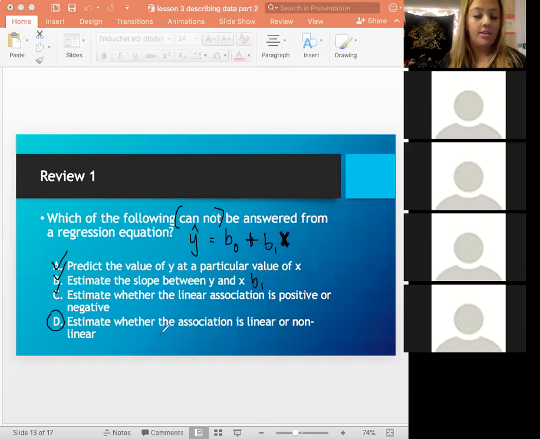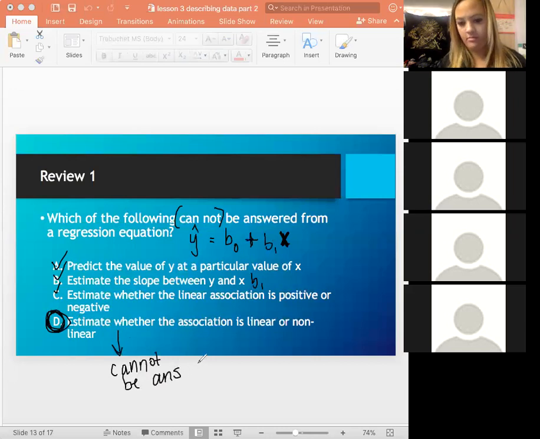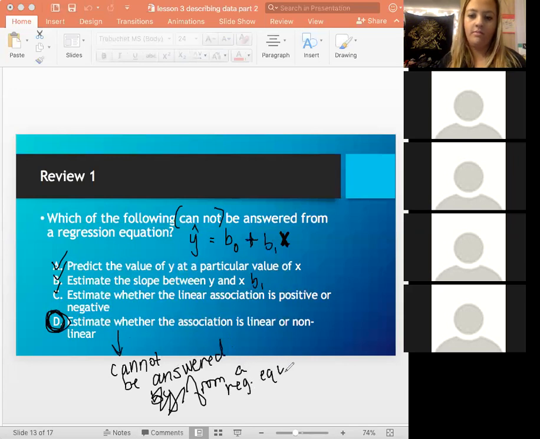D, estimate whether the association is linear or nonlinear. You can't tell that, because the regression equation is always going to be linear, but we don't know whether the association of our actual data is linear or nonlinear. So that's why you cannot figure it out with that. Does that make sense to everybody why it's D? All right, I'll assume that we are all okay.